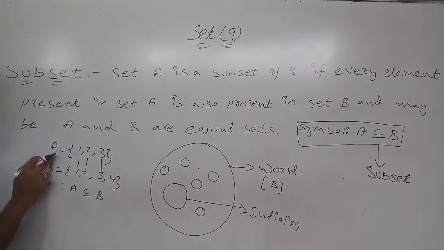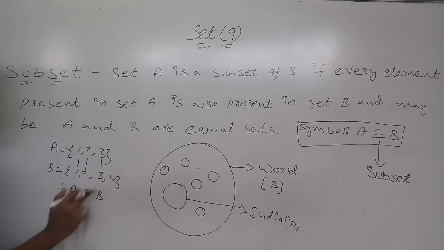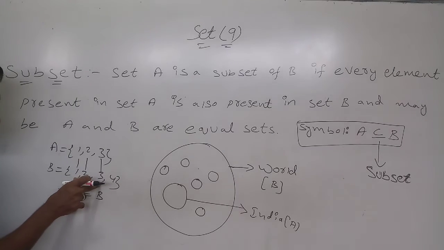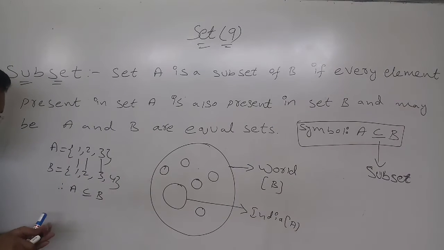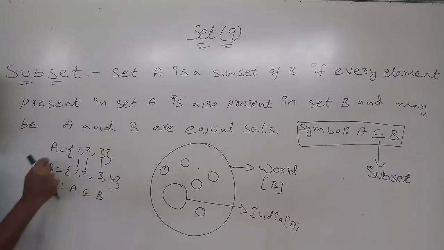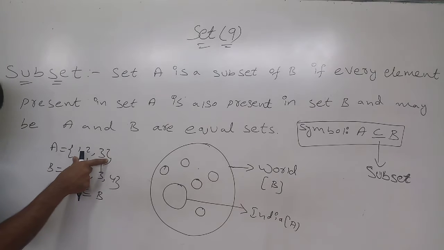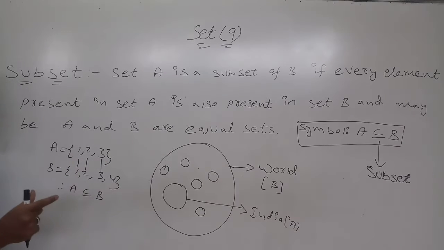Here also A is 1, 2, 3 and B is 1, 2, 3, 4. All the elements of A are from B. What elements you have taken in A are present in B also. So here A is a subset of B.